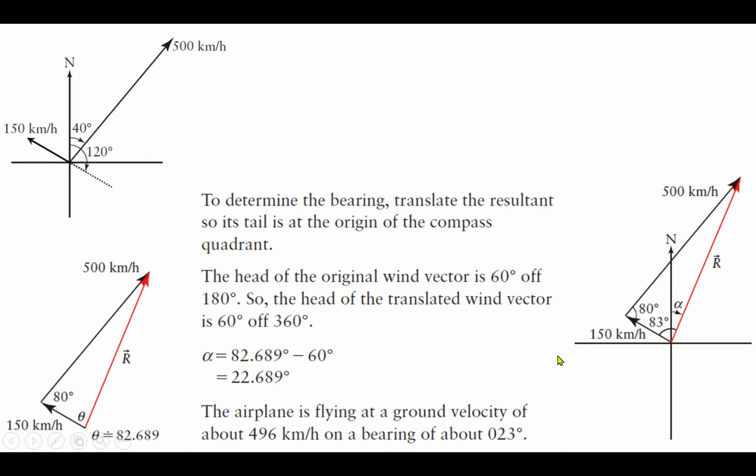Therefore, we have the following conclusion. The airplane is flying at a ground velocity of about 496 kilometers per hour on a bearing of about 023 degrees. Remember that if it does not specify whether it's a quadrant bearing or true bearing, by default this means true bearing, right? Okay, have a look at this question here. Do you want to ask anything? Any questions?